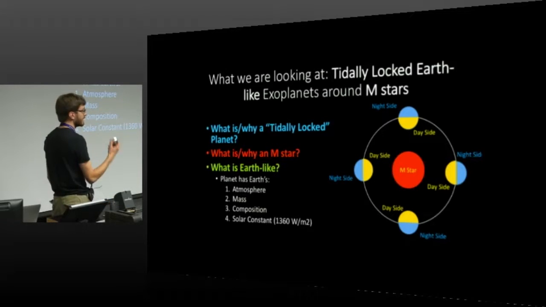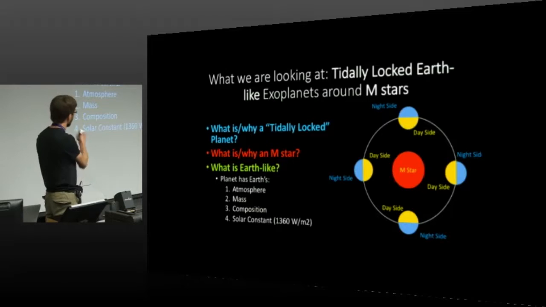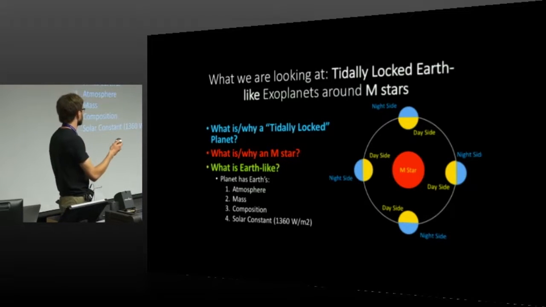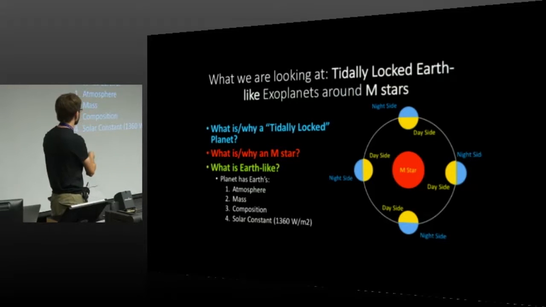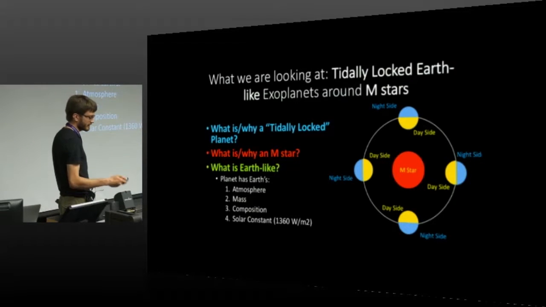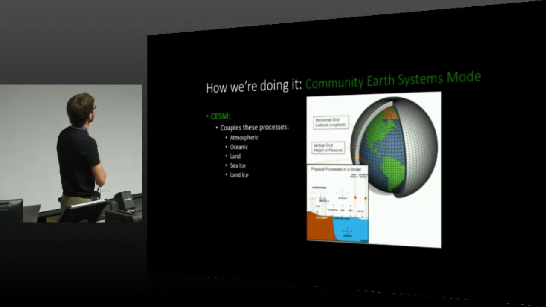When I say Earth-like, I simply mean the planet has Earth's atmosphere, its mass, its composition, which includes ocean and continental configuration, and the solar constant at the top of the atmosphere, so the irradiance received at the top of the atmosphere. All right, so how are we doing this?